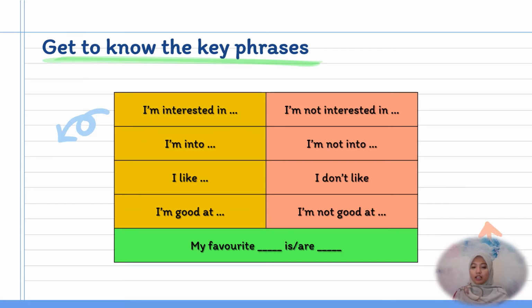Okay? And the last one is green. So green is what you can use to specify your interest in a formal situation. Green ni kita guna untuk kita menyatakan sesuatu dalam situasi yang formal. Maksudnya seperti speech ataupun dalam karangan essay sebagainya lah. Okay?